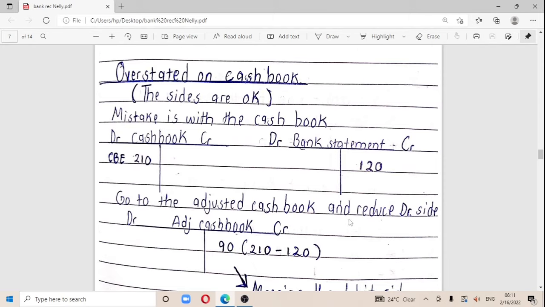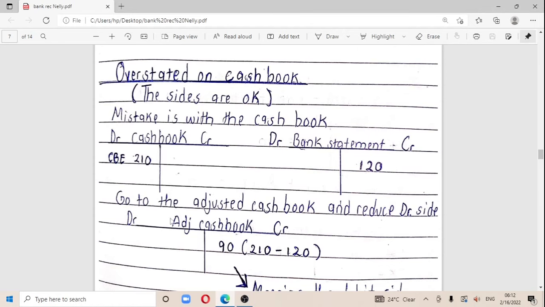Go to the adjusted cash book and reduce the debit side. So having known that difference, I'm going to want to reduce this figure so that I can remain with 120 on the debit side. So having known that this figure is being overstated by 90, this figure here, the 120, this side on the debit side is being overstated by 90. Remember, a debit reduces by crediting. I'm not going to come and cross and put here 90. I'm going to say I want to reduce this 120. So I go on the adjusted cash book and reduce the debit side by passing a credit.